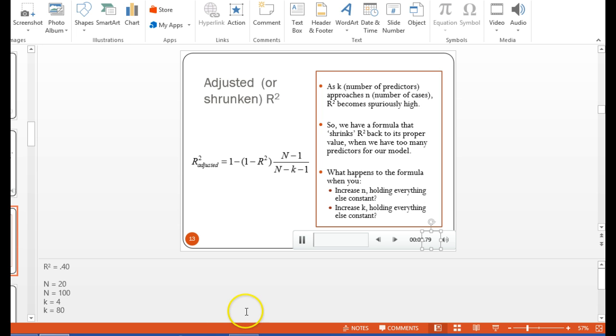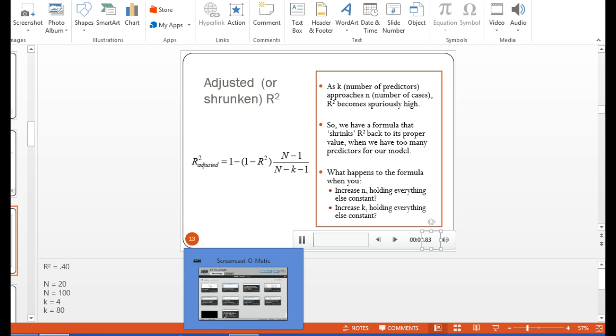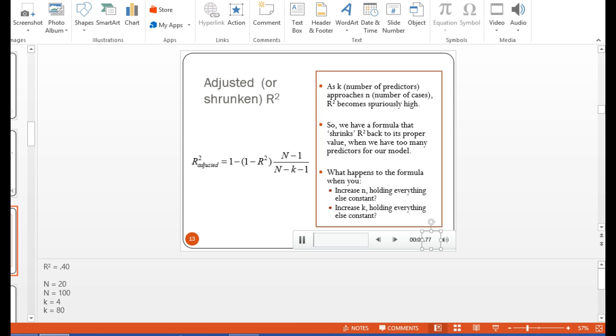Whenever a regression analysis is run, SPSS gives us something called the adjusted R-squared. This is also referred to as shrunken R-squared in the literature, so just so you know that those two terms refer to the same thing.